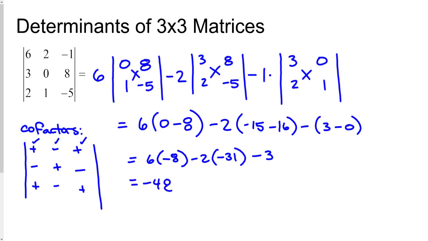So -48 plus 62 minus 3. So let's see, this would be -48, say minus 3 would be -51, so it looks like it would be 11. So that's the determinant of this matrix. And you could see by this that it would get to be more difficult if we did a 4 by 4.